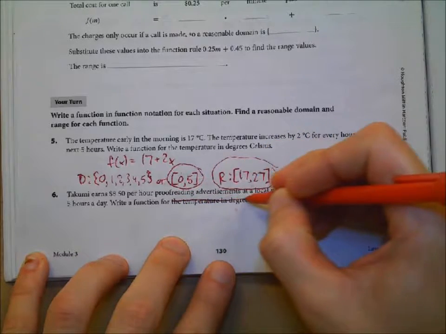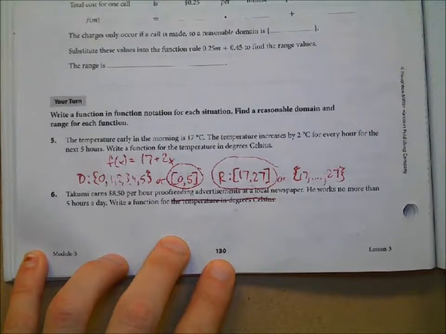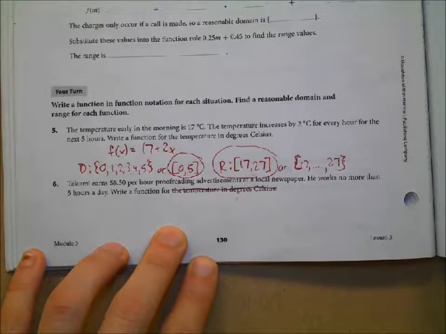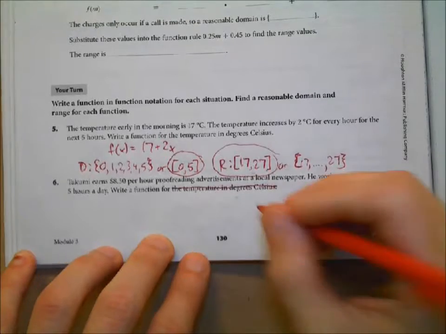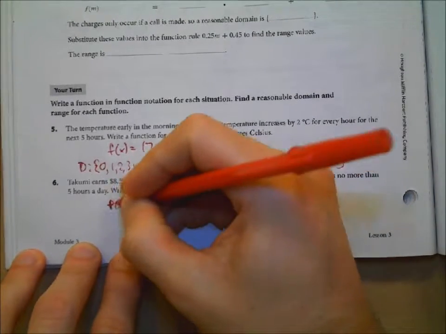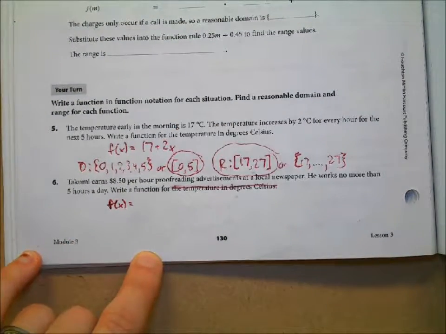Guys, there's a typo there. That's a pretty massive typo in this book. It's talking about hours proofreading advertisements and working, right? And then it says, what's the temperature in degrees Celsius? 25. Whoops. No, this is wrong. But we can still write the function. Yeah, like the Celsius, it gets everyone confused. Okay, what's our function here?